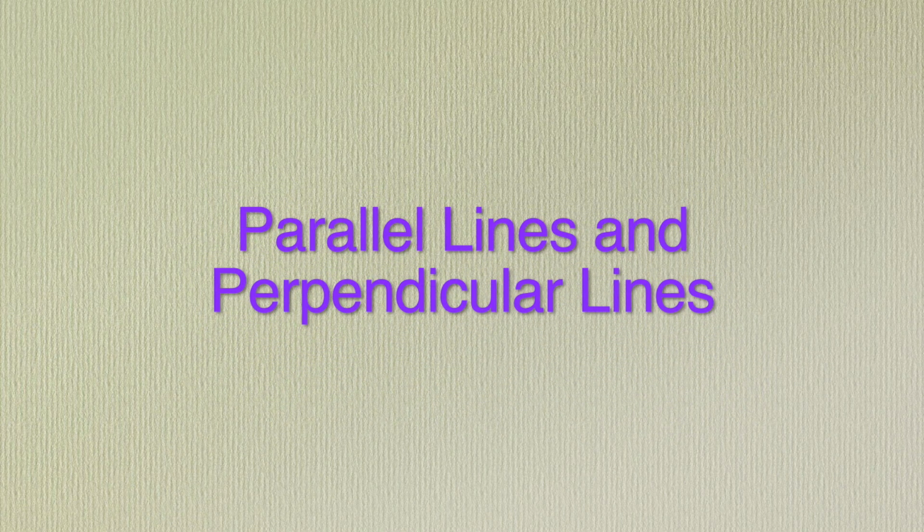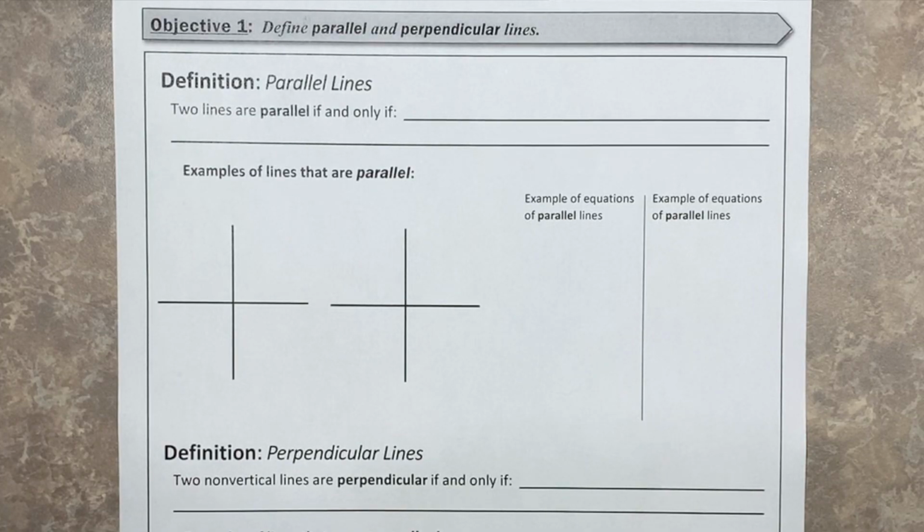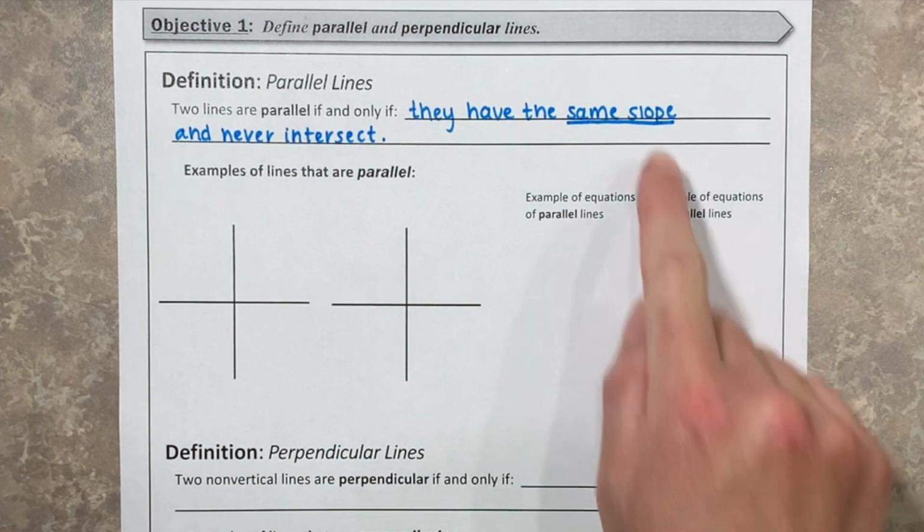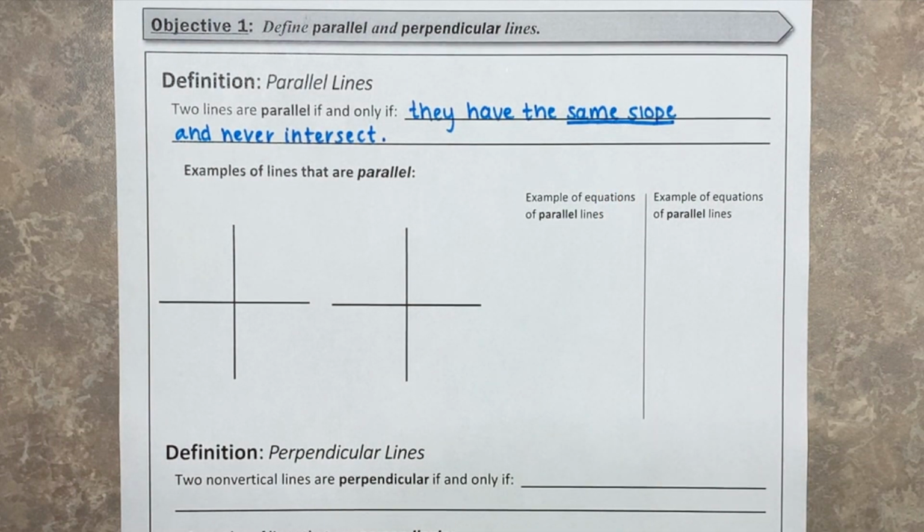In today's lesson, we're going to learn about parallel and perpendicular lines. To start, let's define parallel lines. Two lines are parallel if and only if they have the same slope and they never intersect.